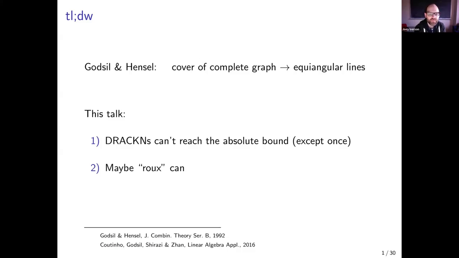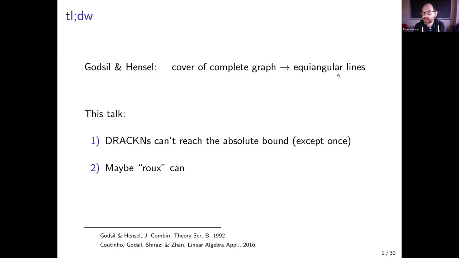These particular kinds of covers of the complete graph are called distance regular antipodal covers of the complete graph, and there are even more adjectives that we'll throw on the beginning there. But for now, let's just say DRACKN: distance regular antipodal cover of the complete graph. And the equiangular lines that come from DRACKNs cannot reach something called the absolute bound, except in one particular case. That's the first main takeaway from this talk.